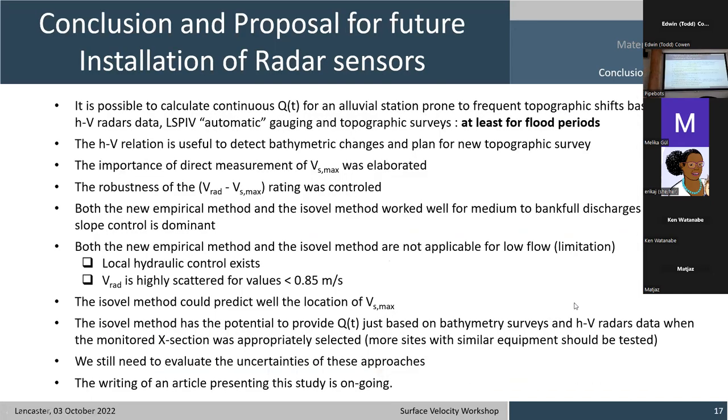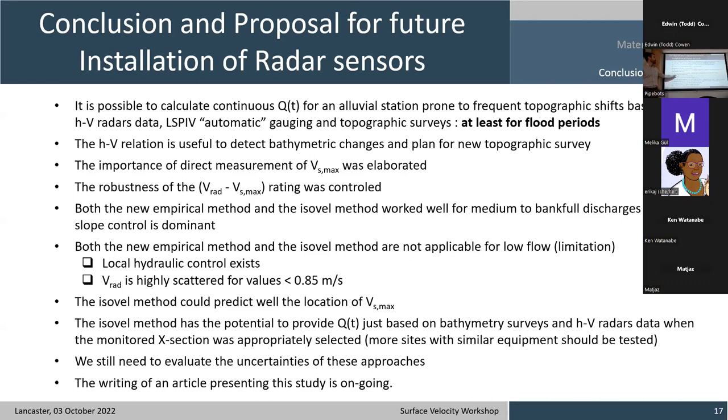Next, please. So, in conclusion, we can say that it seems possible to calculate continuous Q(t) for an alluvial station like this, prone to frequent topographic shifts, just based on HV radars and LSPIV automatic gauging and also topographic surveys, at least for flood periods. And at least I would say for medium to bankfull discharges. We show the HV relation, which is useful to detect bathymetric changes and plan for new topographic surveys. We also demonstrated the importance of direct measurement of VSmax and the robustness of the VRAD VSmax rating.